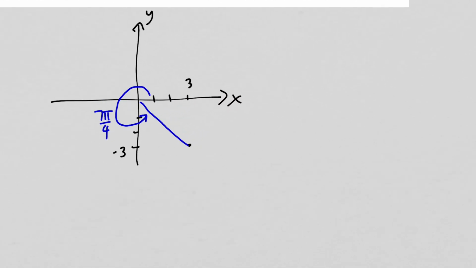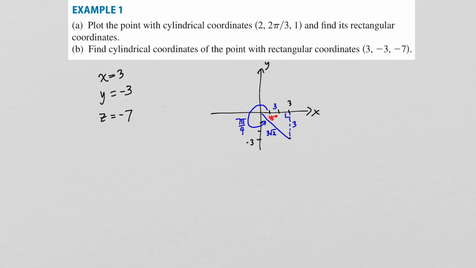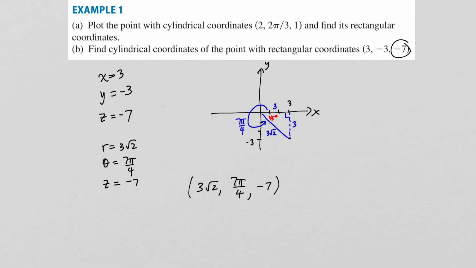We also know, if we zoom in here and create a right triangle, this side has length 3, this side has length 3, and since this reference angle is 45 degrees, we know that the hypotenuse here should be 3 radical 2. And so that's the value of r. So we have r equals 3 radical 2, theta equals 7 pi over 4, and of course z is the same, which is negative 7. So in cylindrical coordinates, we have the point 3 radical 2, 7 pi over 4, negative 7.